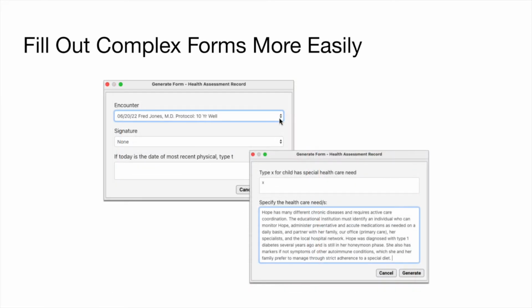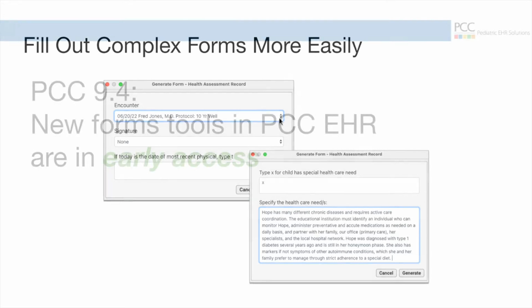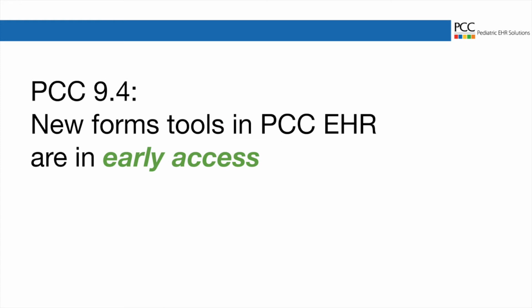And when you generate a form for a family, you can quickly pick the encounter for forms that include visit-based information, pick the provider, and you can answer those questions on forms more quickly and with more detail. As I mentioned, PCC EHR's new Forms tool and enhancements are in early access. Your practice might have needs that are not yet implemented, so you can opt to stick with your current forms, or you may be ready to dive in. Read the additional documentation on learn.pcc.com to find out, and get in touch with PCC support with any questions.